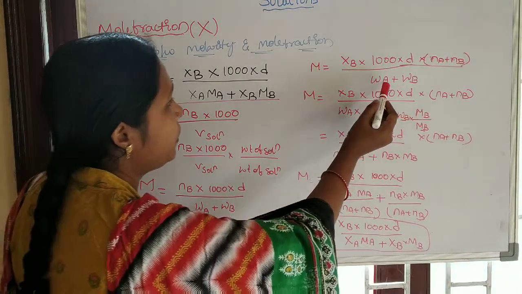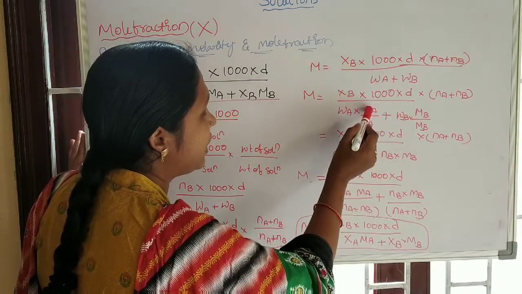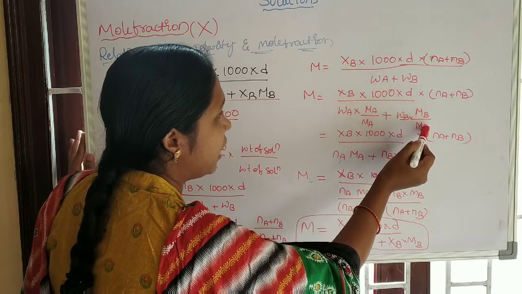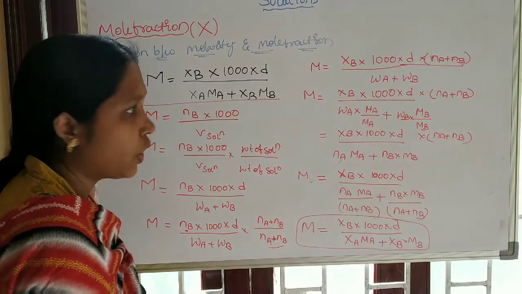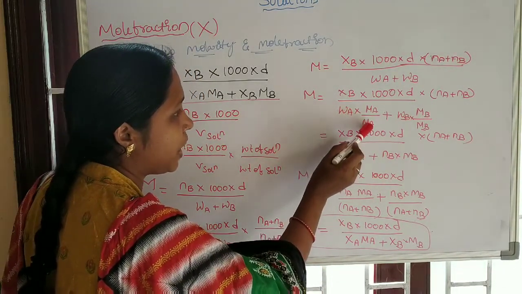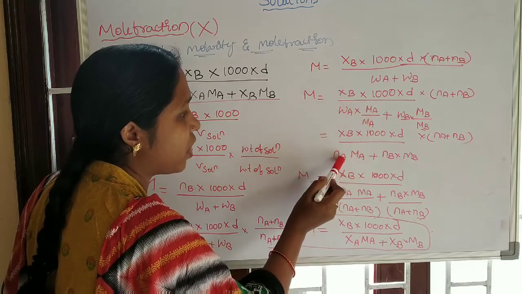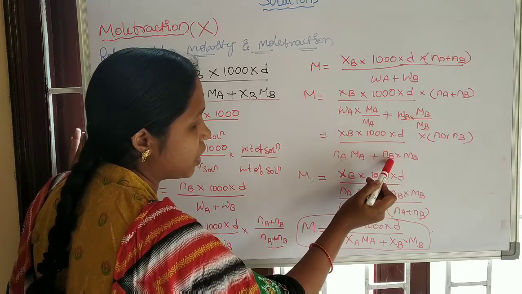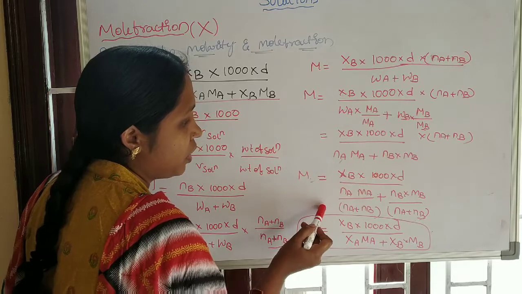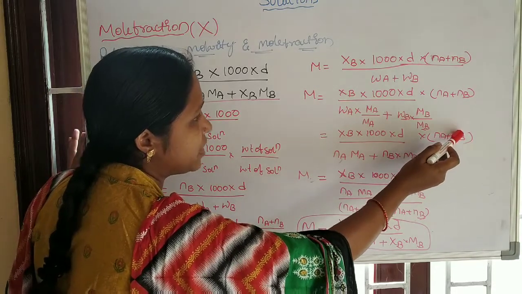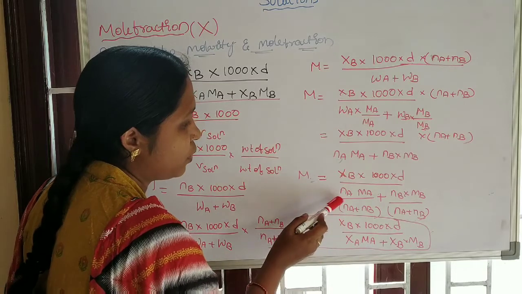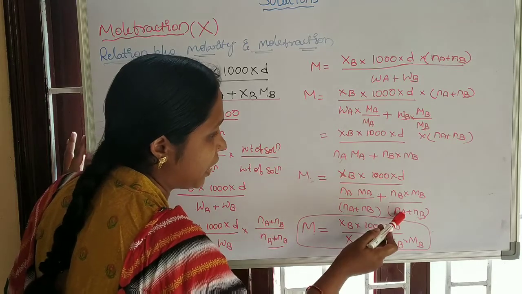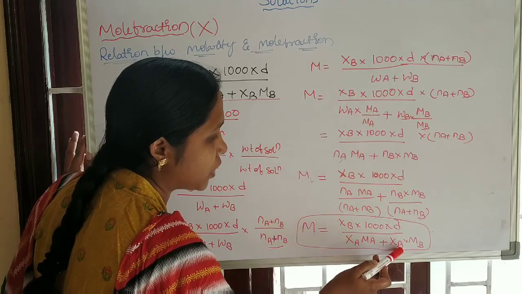After that, in the denominator, weight of a solvent is multiplied and divided by the molecular weight of a solvent, and weight of a solute is multiplied and divided by the molecular weight of a solute. Okay, and weight of a solvent by molecular weight of a solvent is nothing but the number of moles of solvent, and weight of a solute by molecular weight of a solute is nothing but the number of moles of solute. And taking Na plus Nb to the denominator, it will be divided. So Na by Na plus Nb is nothing but the mole fraction of solvent. Nb by Na plus Nb is nothing but the mole fraction of solute.